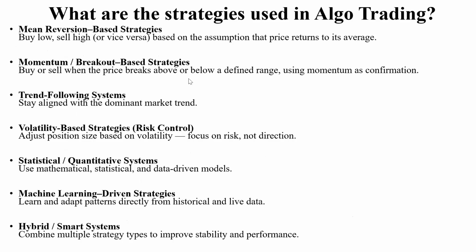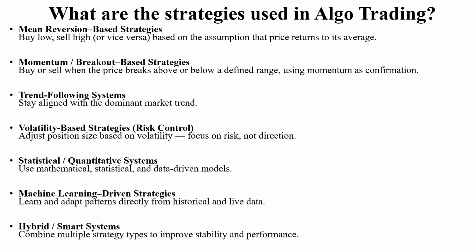Now, what are the different methods which can be used for algo trading? The first method is mean reversion. We will buy at a low price and sell at a high price, and vice versa, sell at a high price and buy at a low price. There are multiple mean reversion techniques available where we can do algo trading. Next is momentum and breakout. Momentum may be on the buy side, momentum may be on the sell side, or we can find a range or a smart range. And based on that, we can decide whether to go for buying or selling.